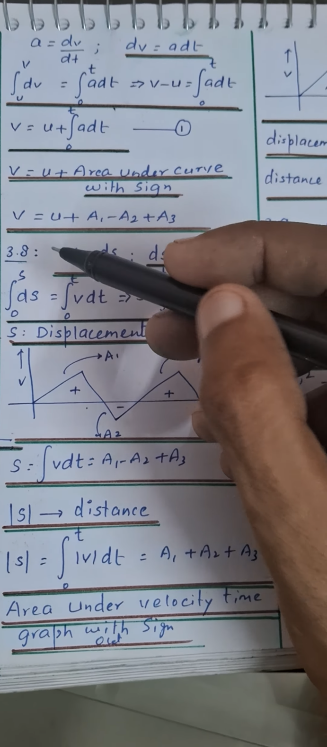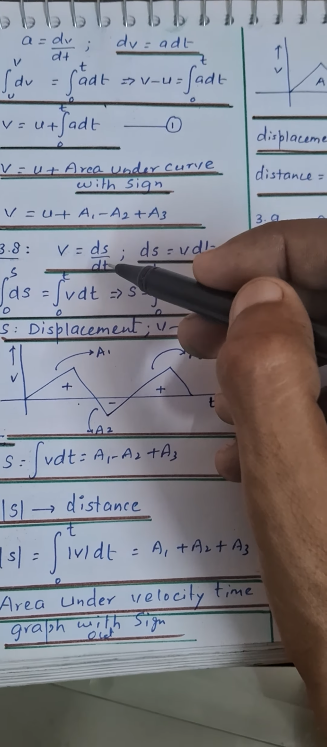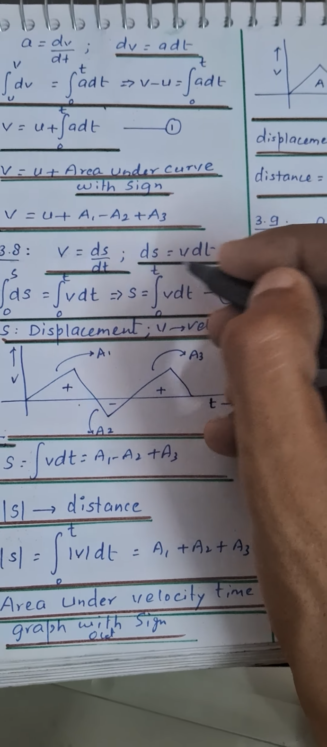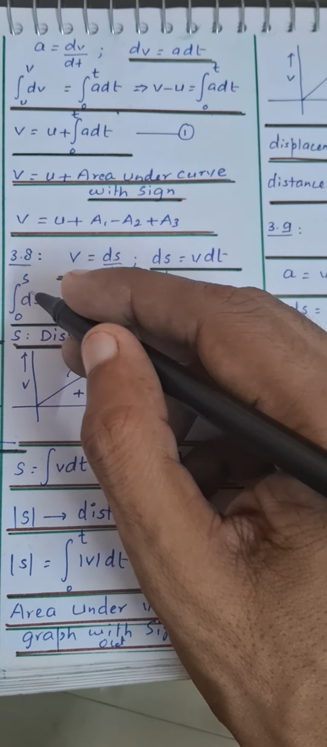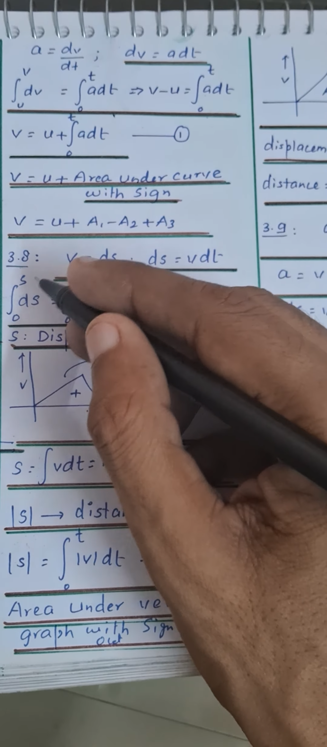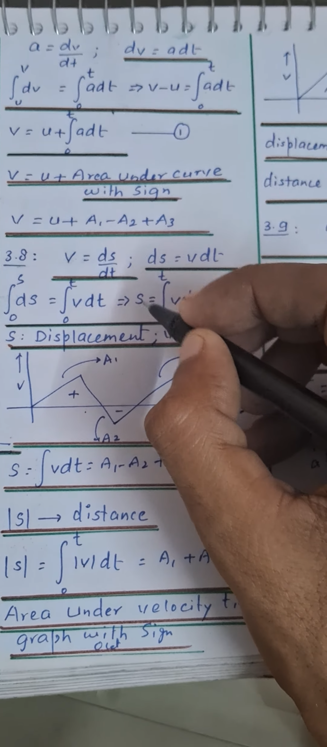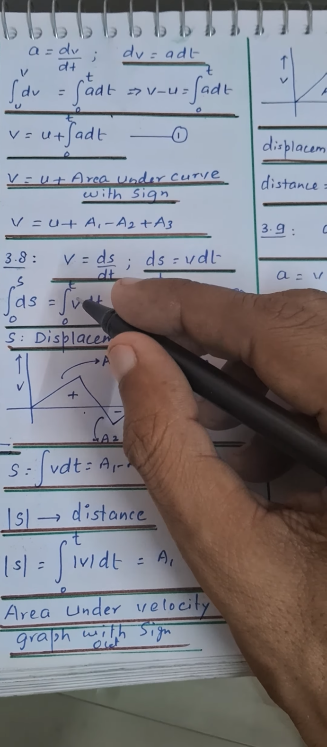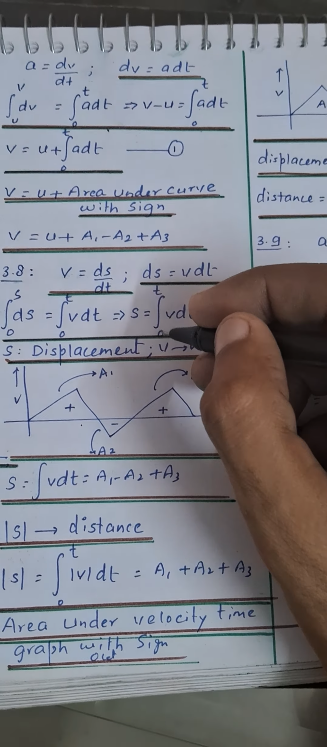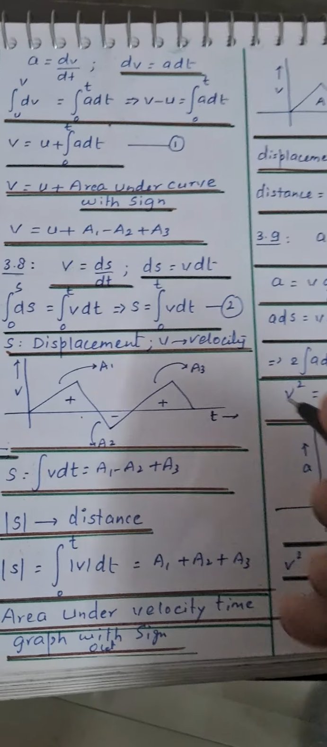Then we have another equation that v is equal to ds by dt, the definition of instantaneous velocity. So ds here will be v dt, ds is the elemental displacement. So we can say that integration of ds is integration of v dt, limits from 0 to s, from 0 to t. So integration of ds will give us the displacement and it is equal to integration of v dt. Limit is from 0 to t. So this we call as the second equation of motion.